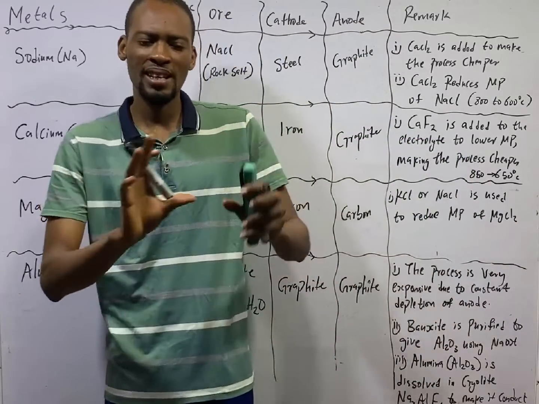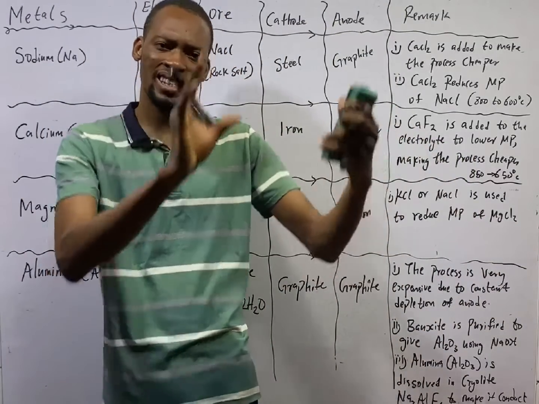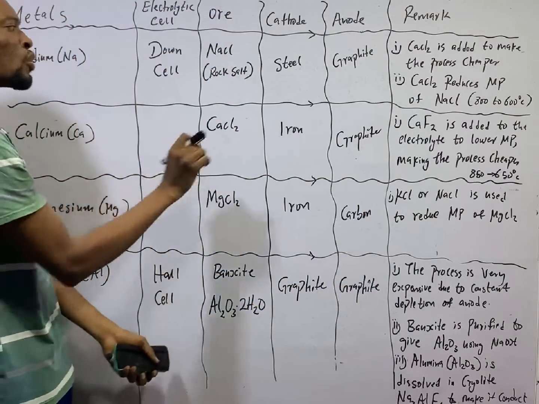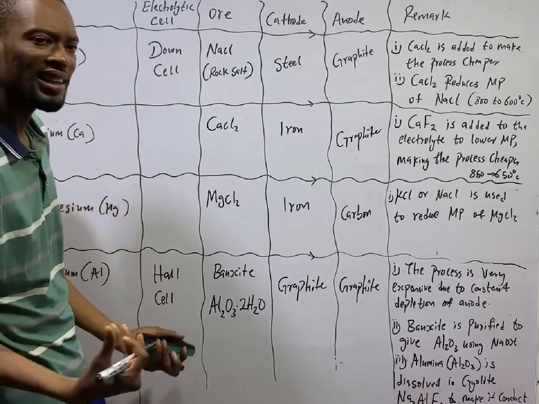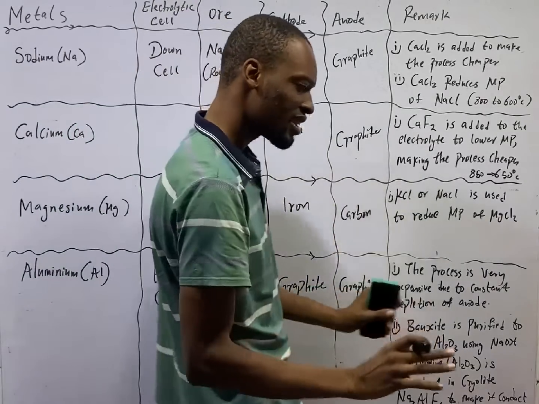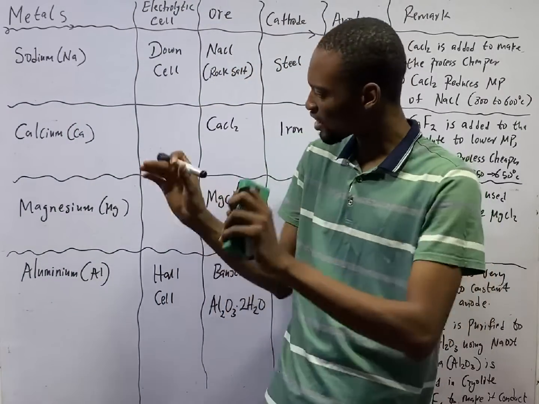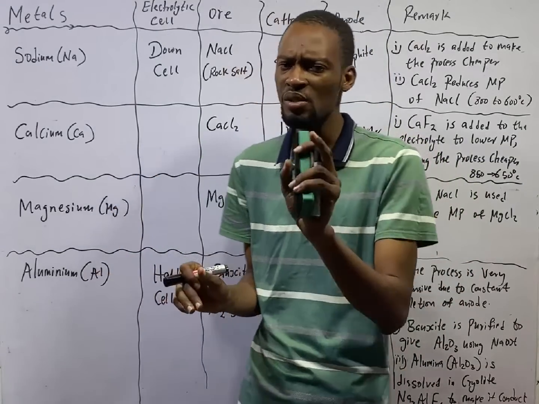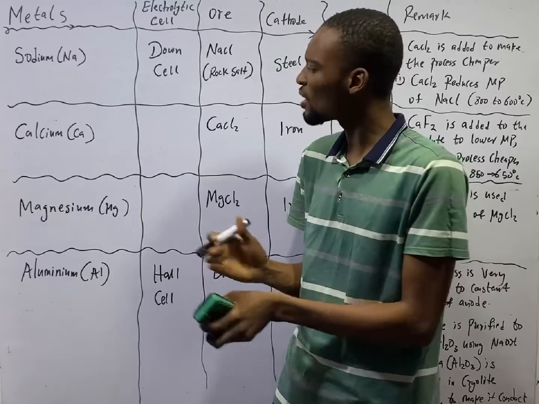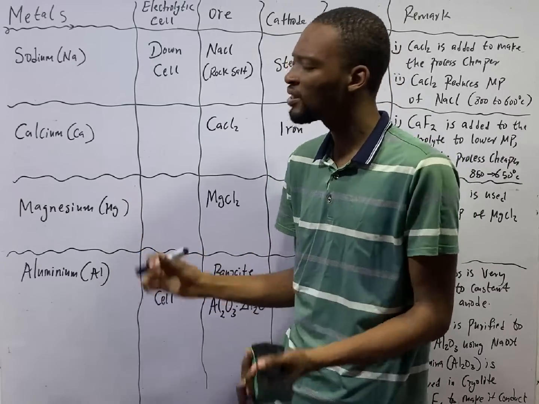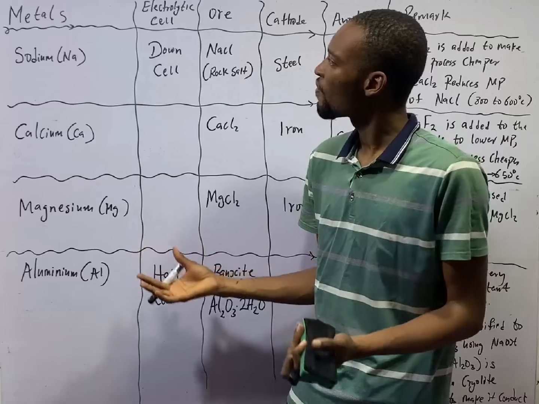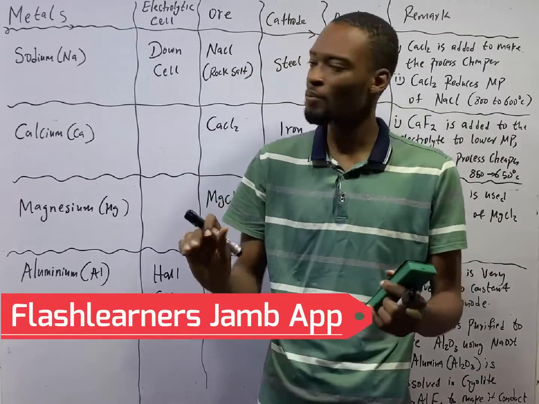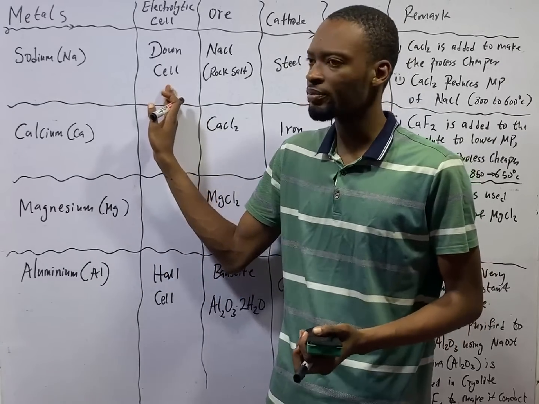The electrolytic setup, or the electrolytic cell used in extraction of sodium, is referred to as Down cell. And like I always say, everything I say in metals and non-metals are past questions, and they are set exactly like that. The reason I ask you to get the Flashlearners Jamb app to answer questions is because everything is like that. The electrolytic cell used in extraction of sodium is dash. It is the Down cell.